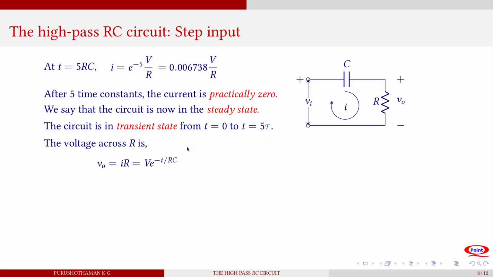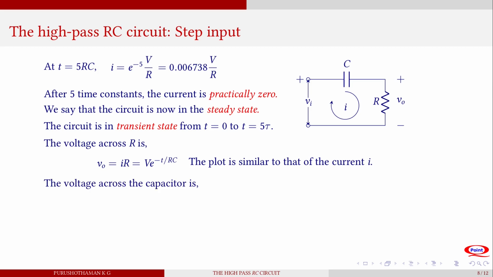You can see that this also has the same form as the current, an exponentially decaying function with initial value as V. V is the applied voltage. So at the instant of applying the voltage, the full voltage is dropping across the resistance R. So if you plot the output voltage versus time, you will get a similar graph to the plot of current. Now we will find the voltage across the capacitor.